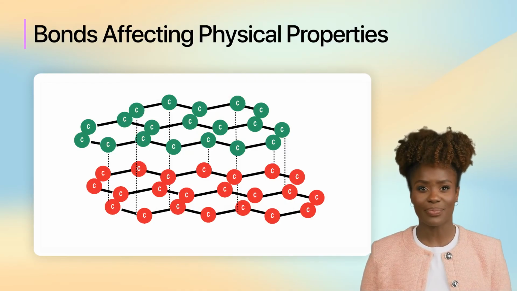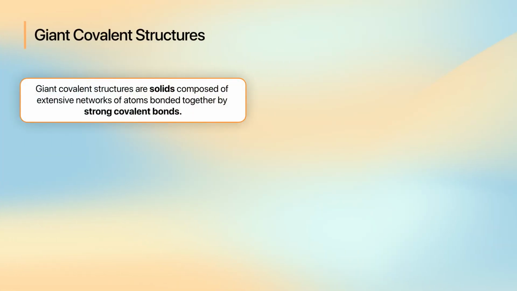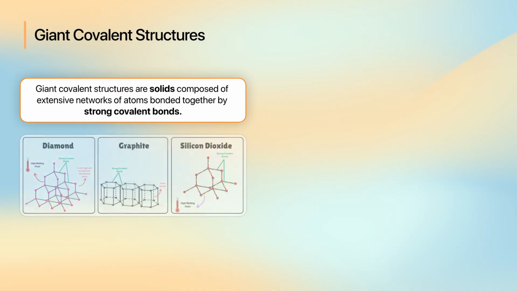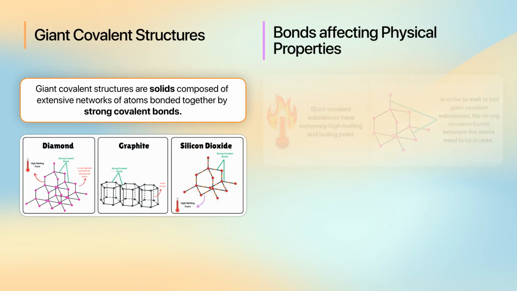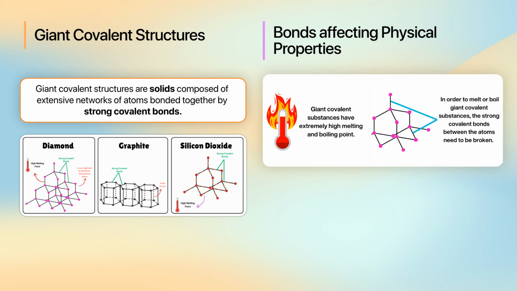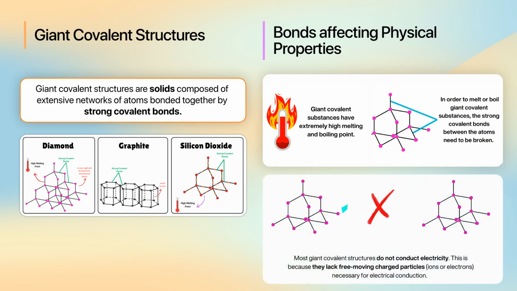In today's lesson, we delved into the concept of giant covalent structures, understanding that they are solids composed of extensive networks of atoms bonded together by strong covalent bonds. We explored key examples such as diamond, graphite, and silica. Then, we understood the melting and boiling points as well as the electrical conductivity of those substances in terms of their structure. Understanding these concepts helps us appreciate the critical role of covalent bonding in determining the behavior and characteristics of these substances.